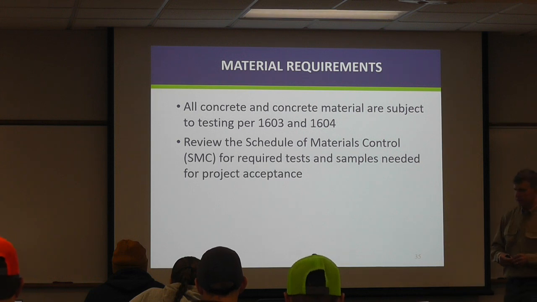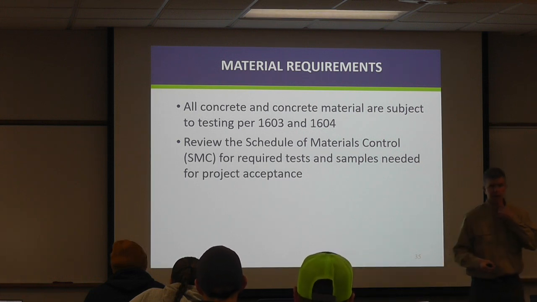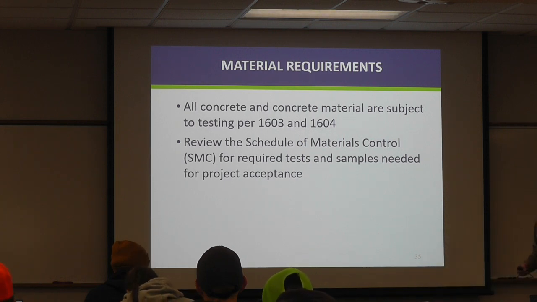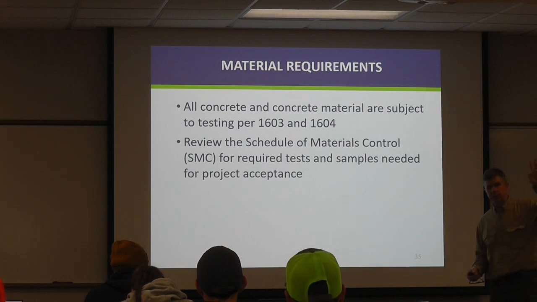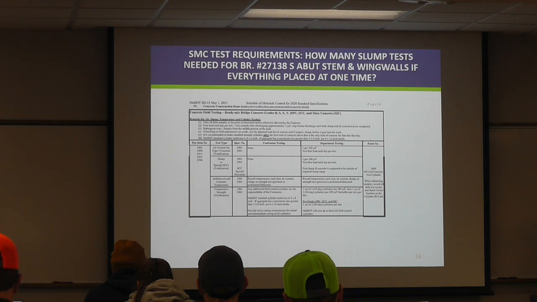A little bit of a snafu we had with printing: usually we try to print just 3 or 4 copies of the structural concrete schedule of materials control for you guys. Something got missed in the translation. There's a whole bunch of full copies, 11 by 17. If you want a copy, they're on the back table. But for this example, we're just going to look at what we would need.